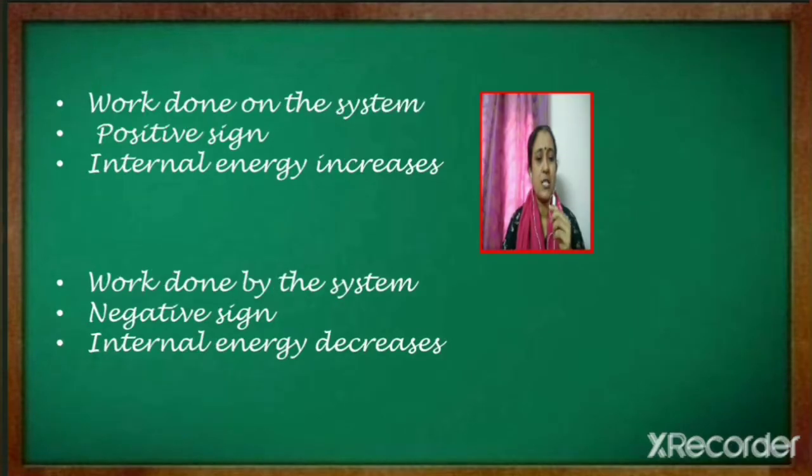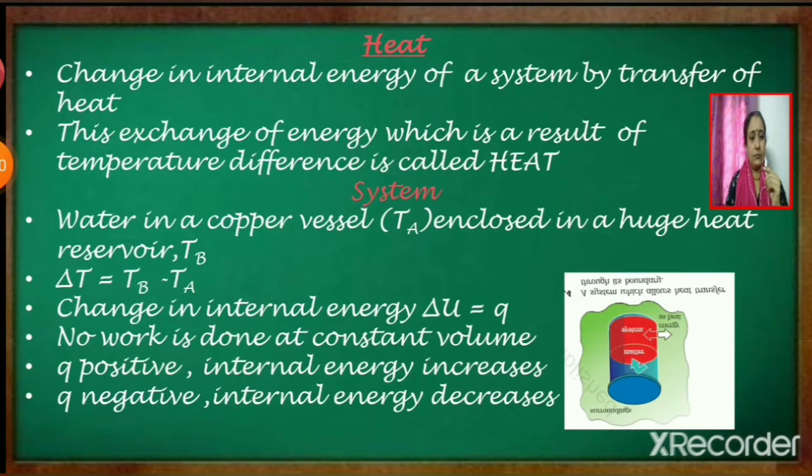If work is done on the system, it is given a positive sign. Now if work is done on the system, there will be an increase in internal energy. If work is done by the system, it will be given a negative sign. And if work is done by the system, the internal energy of the system will decrease. Next we shall see how a change in internal energy can be brought about in a system by transfer of heat.